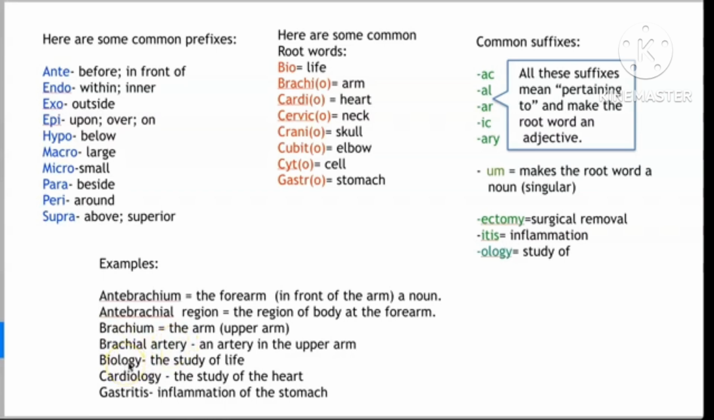Here we have O-L-O-G-Y, biology, the study of life. Cardiology, study of the heart. Gastritis, inflammation of the stomach. So these are just some examples. On your first exam, I will give you a word, and you will have to break it down into its prefix, root word, and suffix, and tell me what it means.